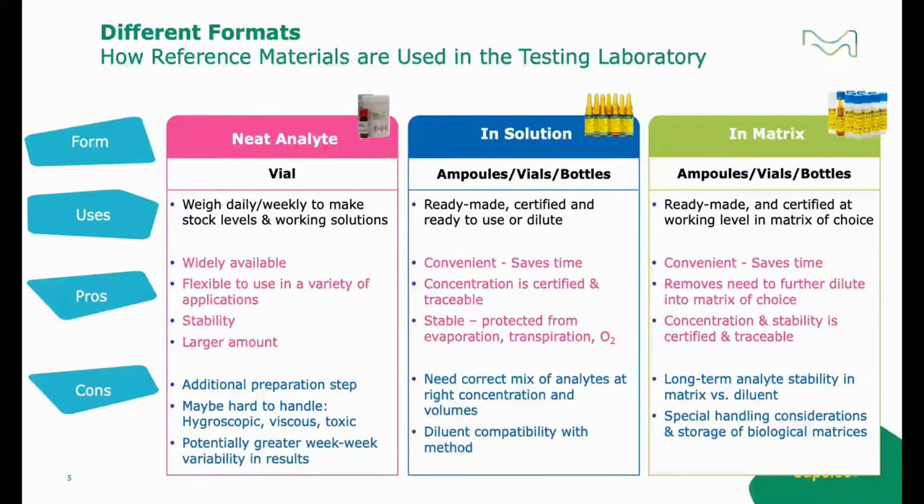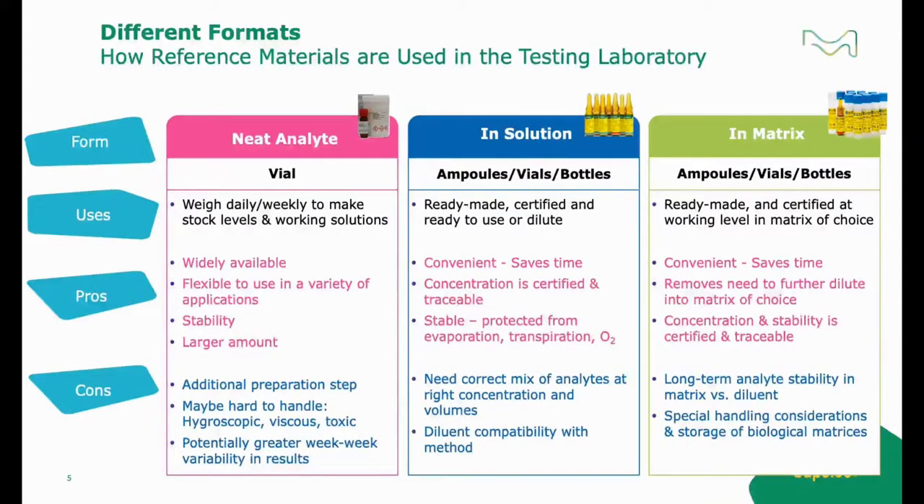Reference materials can be used in different formats in the testing laboratory, depending on product availability and method requirements. The three formats for reference materials are a neat form, usually as a powder or liquid, in solution, or in matrix. Neat reference materials are typically available in a screw-top vial. They can be used to make stock or working solutions, often weighed and prepared daily or weekly. The advantage of using neat reference materials is the big flexibility for different applications, with larger material amount available. Also, many chemicals are more stable in powder form. On the other hand, there is an additional handling step required by the end user, which can bear challenges, especially if the material is hygroscopic, viscous or toxic.